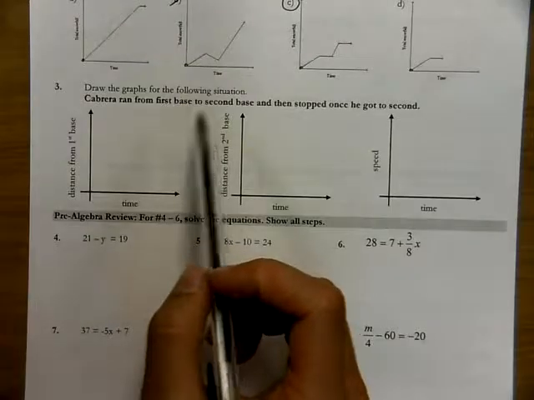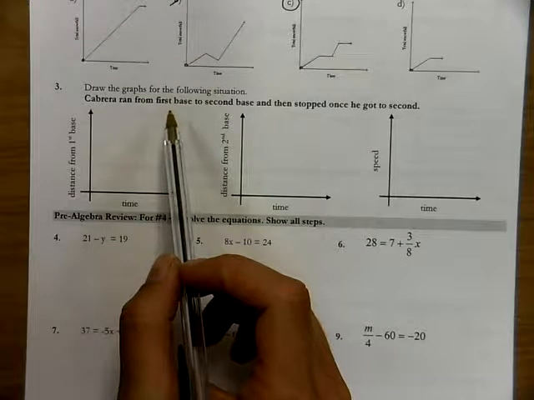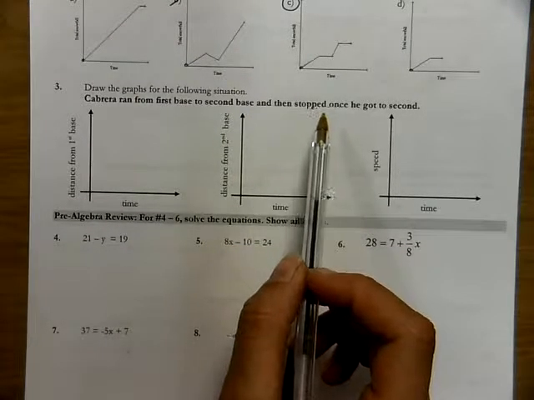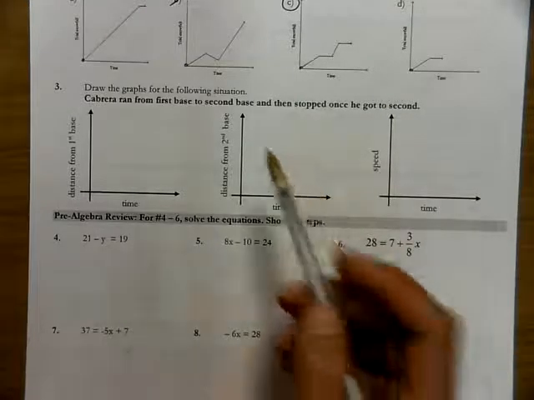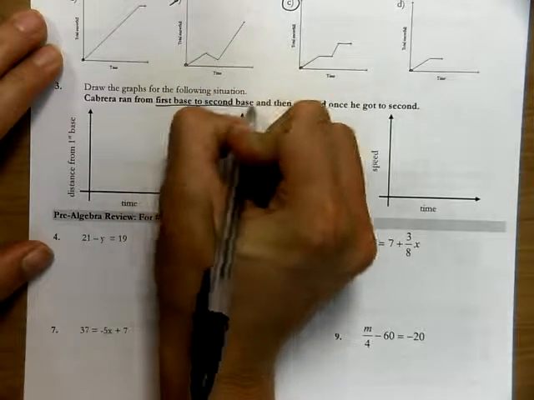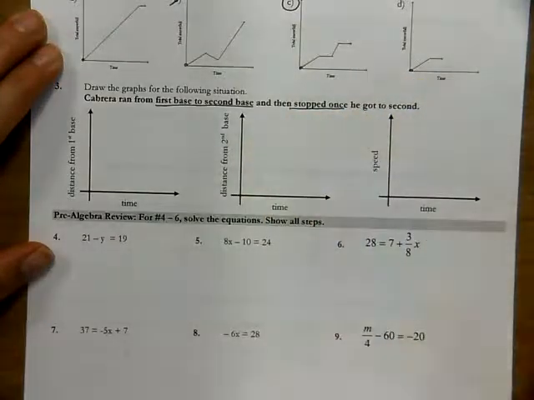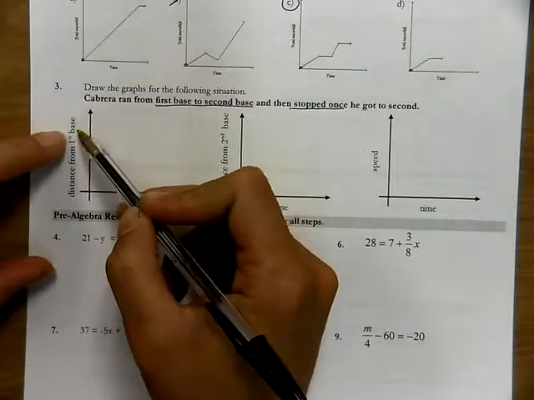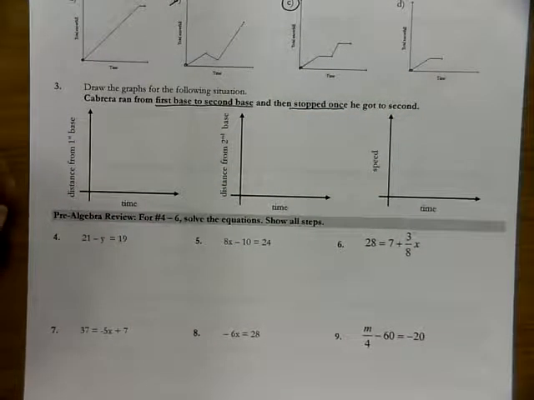For D, it says draw the graphs for the following situation. Cabrera ran from first base to second base and then stopped once he got to second. So he went from first base to second and then stopped. First, the distance from first base. Well, let's picture what's going on.